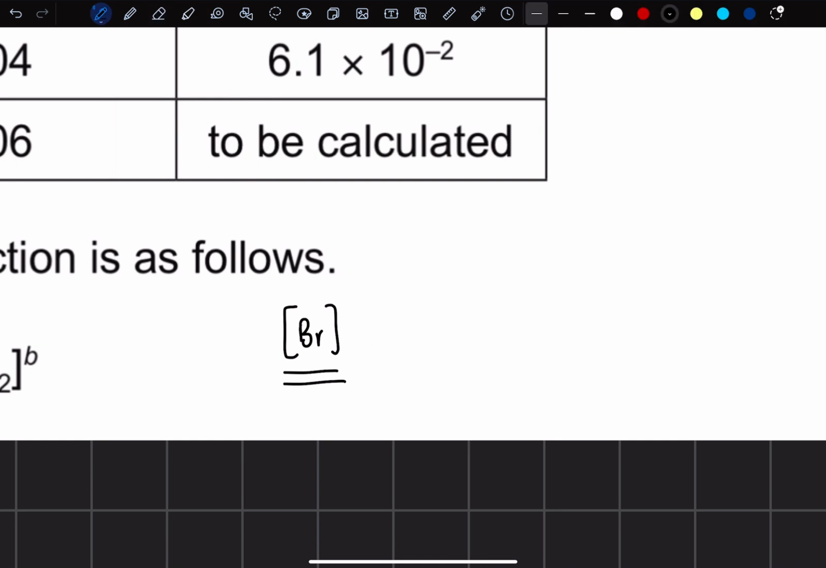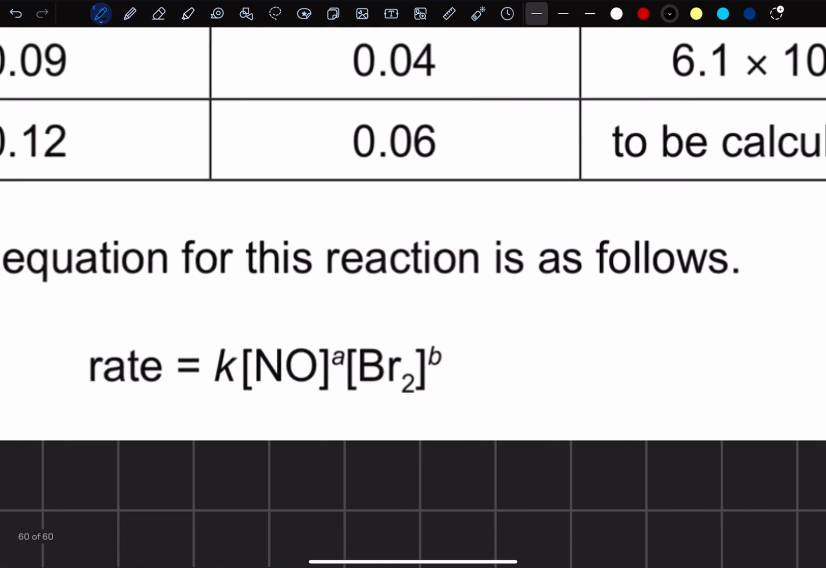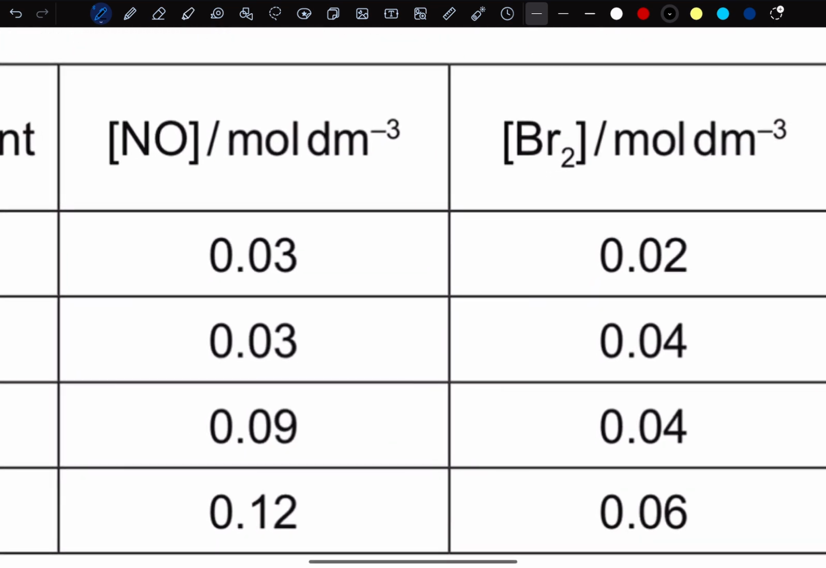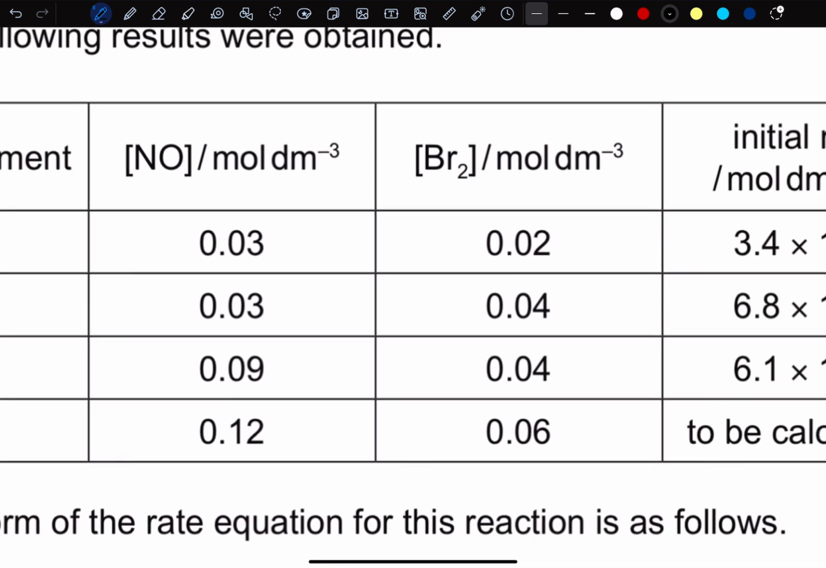If it's first order, then it's 1, and it's the same thing if you don't write it. And if it's 0 order, when you take anything to the power of 0, it obviously becomes 1. So you do not include it in the equation. Okay, now to find out the order for NO and for Br2.